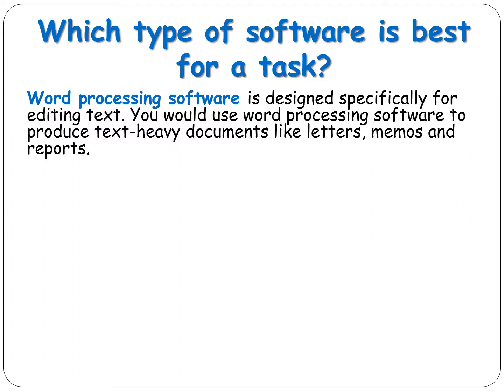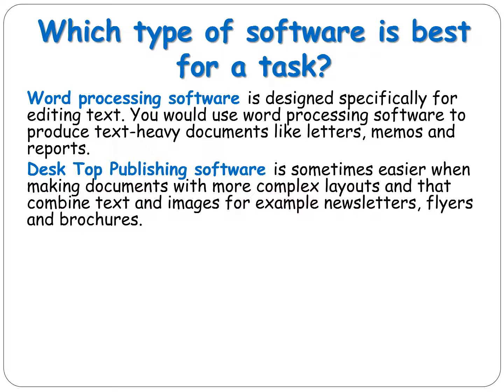Although we earlier said that you could use word processing software for making a poster, this isn't usually the place where we would make it. You can produce a poster in word processing software, but mainly word processing software is used for editing large amounts of text like an essay or a letter. Desktop publishing software is sometimes easier when making documents with more complex layouts that combine text and images. So for example, a newsletter, a flyer, a brochure, maybe a poster, so where we actually combine text and images together.